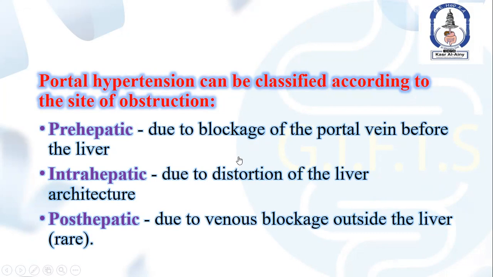In pre-hepatic conditions, it is due to blockage of the portal vein before the liver. Intrahepatic causes are due to distortion of the liver architecture, which elevates the pressure in the hepatic sinusoids, the hepatic central veins, and of course, the portal pressure. Post-hepatic causes are rare and due to venous blockage outside the liver.